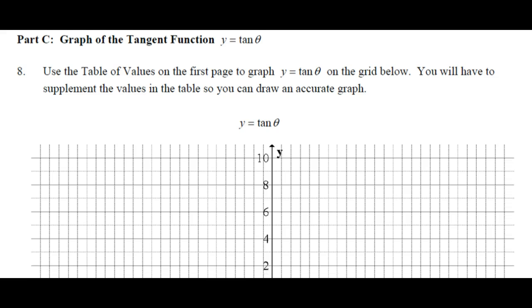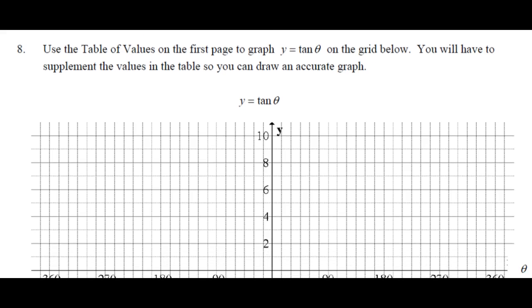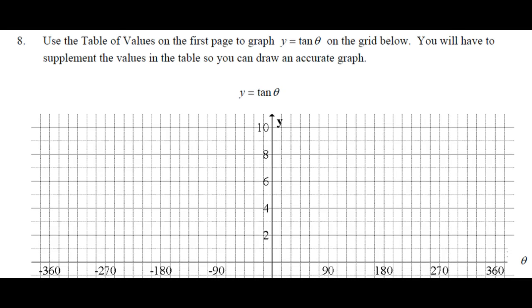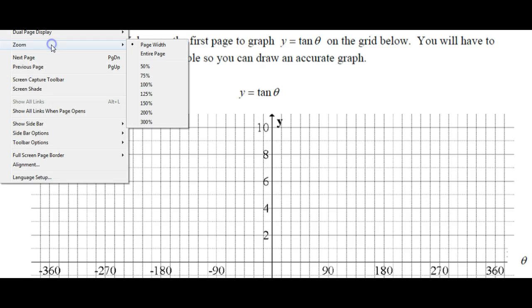Graph of the tan. Now tan is different. Use the table of values on the first page to graph y equals tan theta on the grid below. You'll have to supplement the values in the table so you can draw an accurate graph. So, let's take that down. Yeah, it's good enough. Now you notice the scale goes to -10 and 10. So tan doesn't have the same range, right? It's not between 1 and -1.